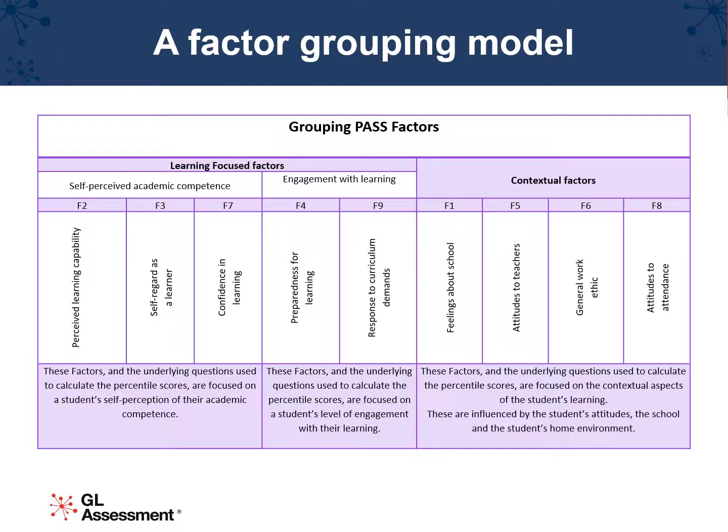As I mentioned earlier, PASS was well researched over a number of years, with universities, local authorities and schools being involved. Recently, we carried out further research to look into helping schools understand their data, and we came up with this model. As you can see, we have rearranged the order of the factors into 3 groups. The first of these looks at a student's self-concept as a learner, the second looks at how they engage with learning, and the third group looks at contextual factors.